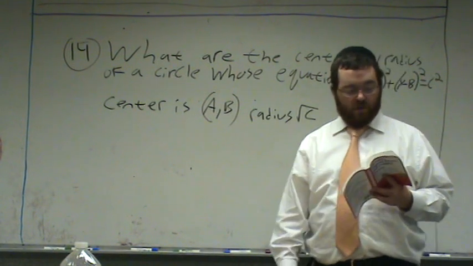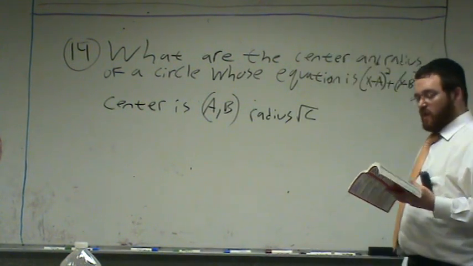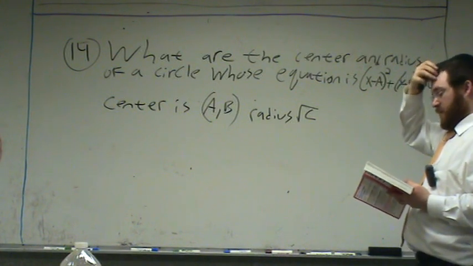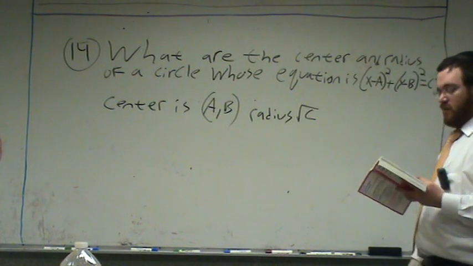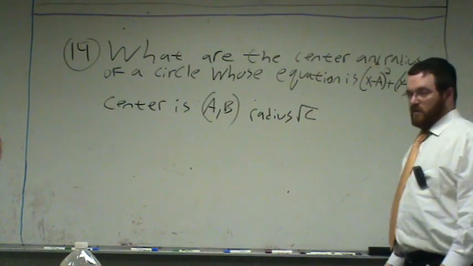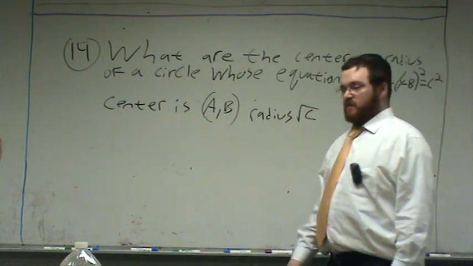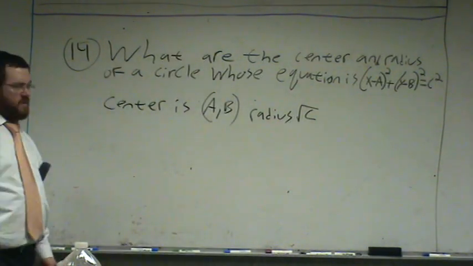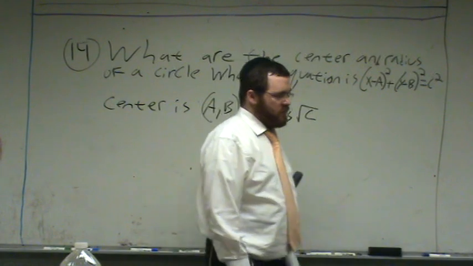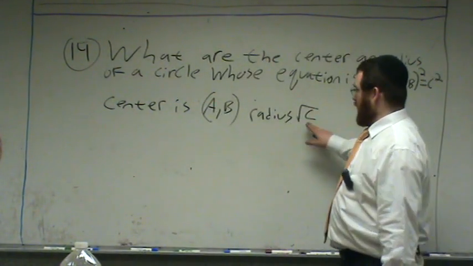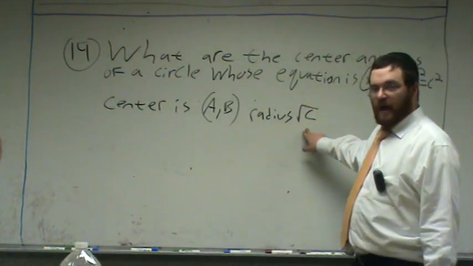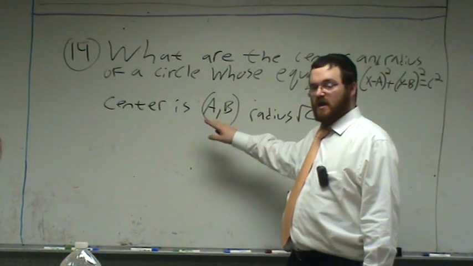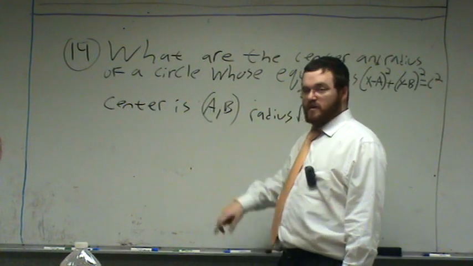Question 14. What are the center and radius of a circle whose equation is (x − a)² + (y − b)² = c²? Well, what's the center? The center is the middle of the circle. The radius of a circle is represented as c squared, and the x, y points are represented as a, b. X is a, y is b.